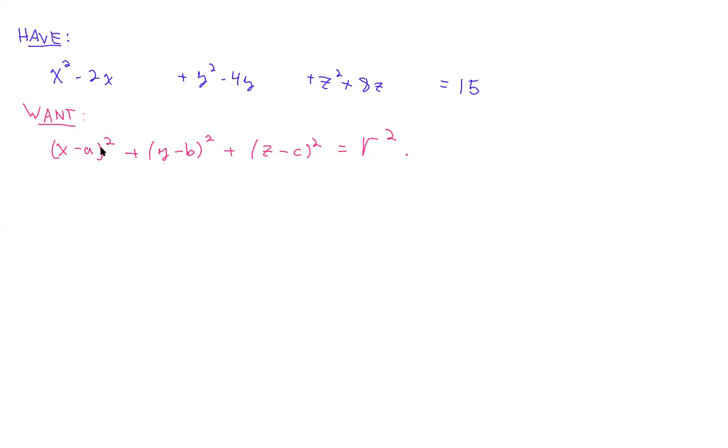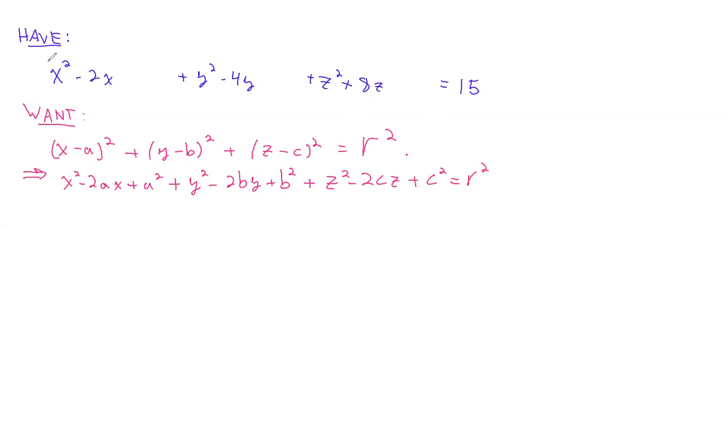So x minus a squared, if you undo that, completing the square, that would give us x squared minus 2ax plus a squared plus y squared minus 2by plus b squared plus z squared minus 2cz plus, excuse me, c squared equals r squared, after you expand all that.